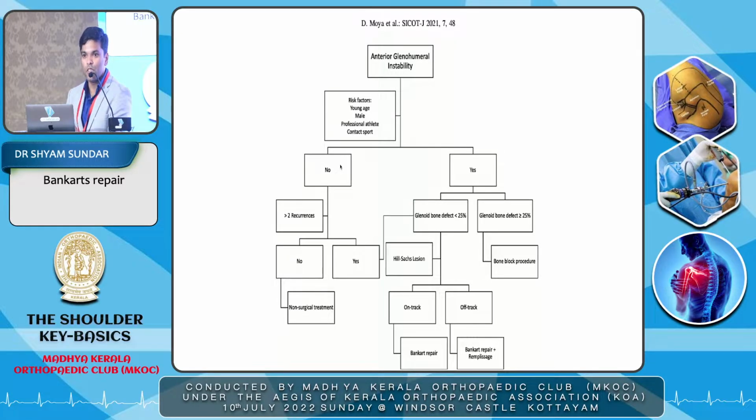If the patient does not have these risk factors, check on the possibility of recurrence. If the patient has more than two recurrences, then they need surgery. If they do not have any recurrence, then you can definitely manage them conservatively with appropriate muscle conditioning exercises and scapular strengthening exercises. This is the algorithm which I usually follow and found to be very successful in my hands.